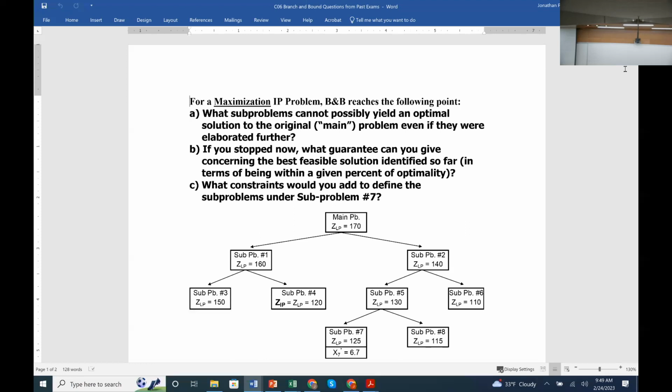Over here, one or more of the decision variables are non-integer, so we have the option of exploring further. And we may well want to, because if we explore further under there, we might do substantially better than the incumbent. Last part is, what constraint would you add to find the subproblems underneath here? In the LP relaxation, decision variable x7 had a value 6.7, which is not integer. So over here, you would add x7 less than or equal to 6. And for that daughter, you would add the constraint x7 greater than or equal to 7.